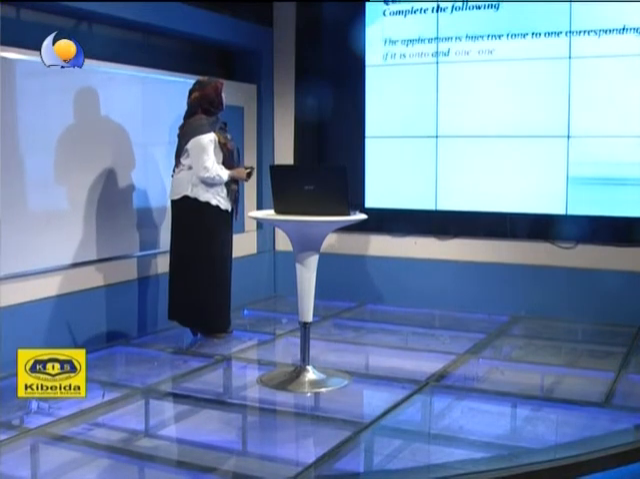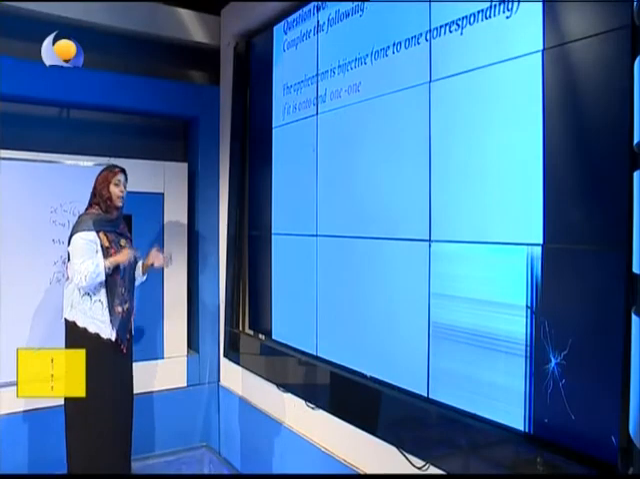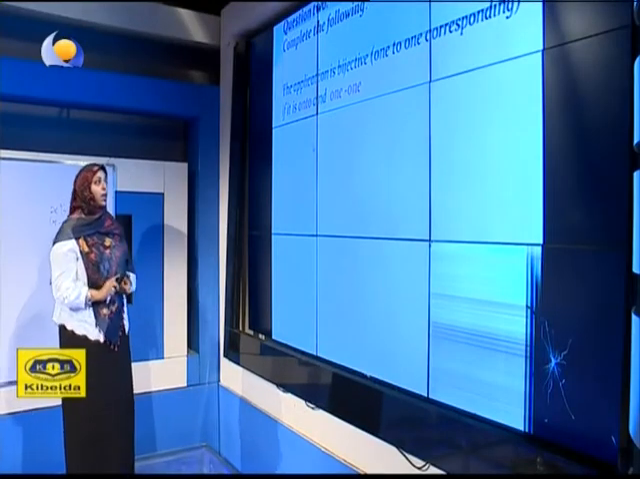Question 2. Complete the following. Read questions carefully. The application is bijective. Bijective has another name, one-to-one corresponding. So you need to know both of them. If the application is bijective, one-to-one corresponding, then it is onto and one-to-one, surjective and injective at the same time.